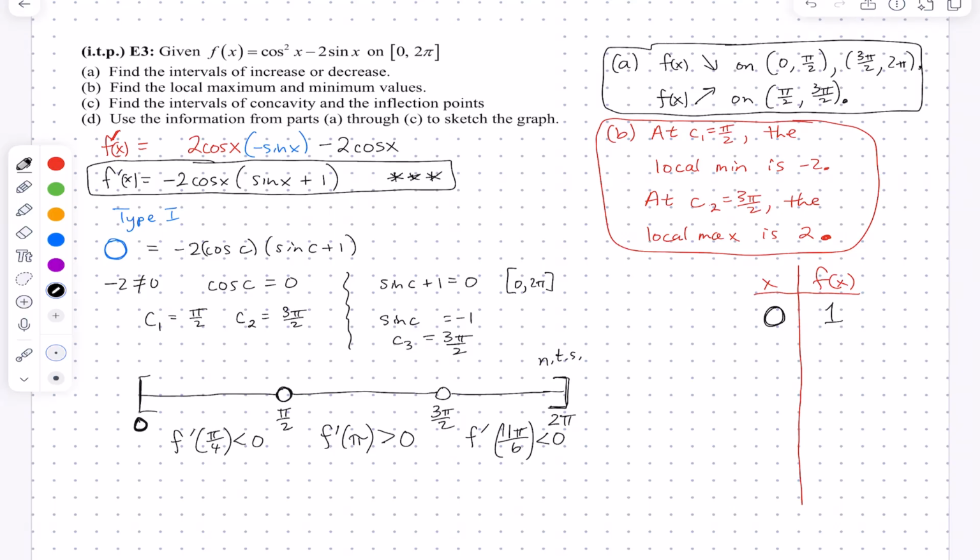Pi over 2, we got something going on. We got a local min. At 3 pi over 2, we also have something going on. We have a local max. And certainly, if you evaluate at 2 pi, you also realize that you're actually at positive 1. So you have 4 ordered pairs already. The next thing you want to do is find the shape of this graph. Find out the shape. And in order to do that, we look at the second derivative.